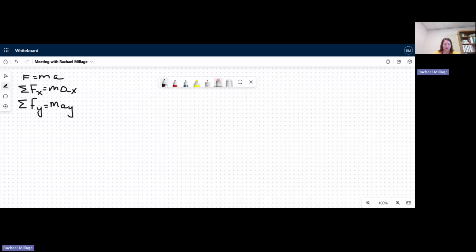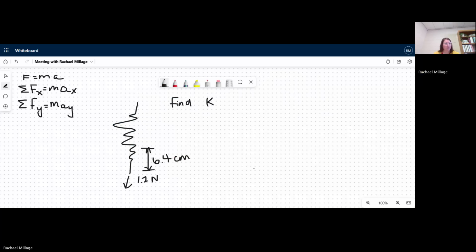So let's do one more practice problem. If I have a spring, again, this is a very terrible spring, but there's a force that pulls down on it of 1.2 newtons, and we have a stretch here of 6.4 centimeters. What is the spring constant for this spring? So we're trying to find K. Pause, try it on your own, and then come back and we'll solve it together.